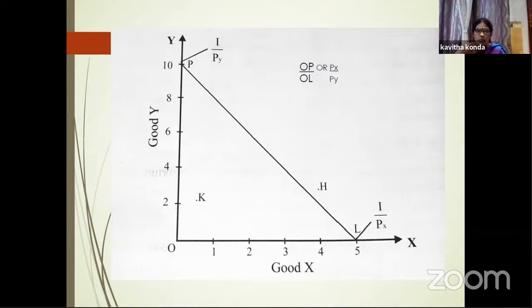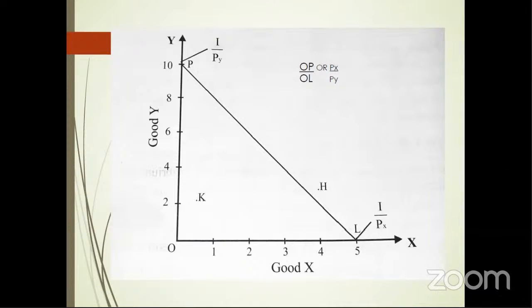And here OP by OL means I by PY divided by I by PX, or I by PY into PX by I, which is mathematically PX by PY. So it shows the income. If we take any point outside the given price line, like H, he is beyond his consumption capacity. K shows underspending of the 100 rupees. So we have to spend the 100 rupees, not go beyond or underspend.